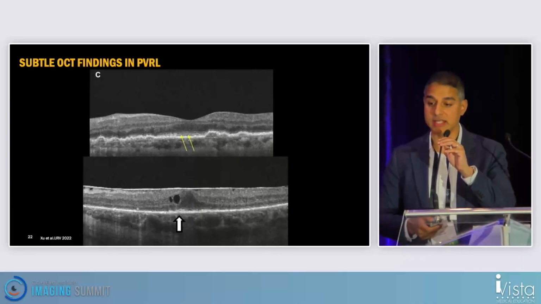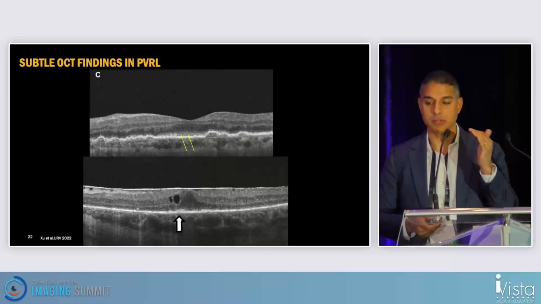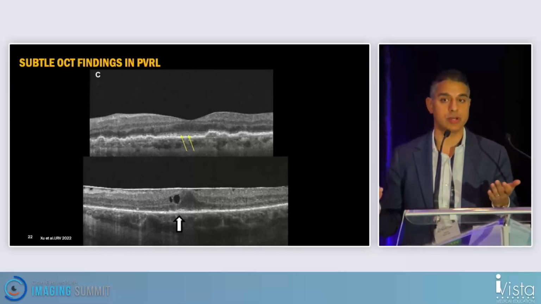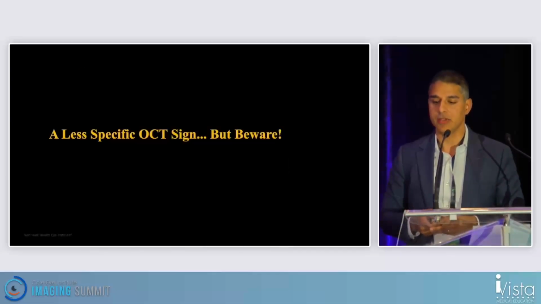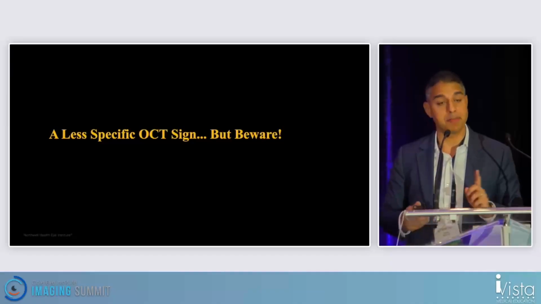It could be as subtle as this. This almost looks like a case of macular degeneration, and here we see ellipsoid zone attenuation, as well as what could easily be mistaken as just drusenoid PEDs, and this is also a case of primary vitreoretinal lymphoma. So a less specific OCT sign, but beware.